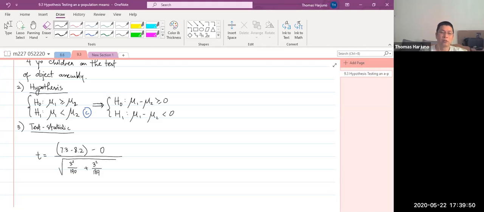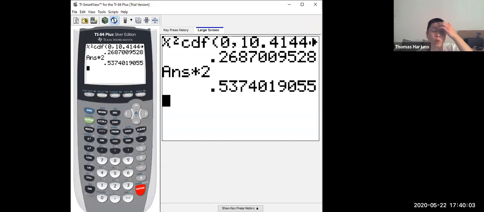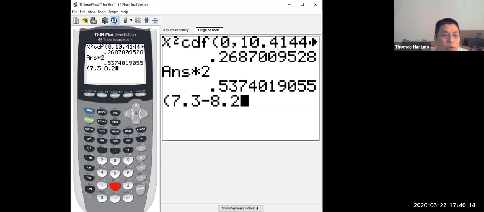Okay, now at the same time I will teach you how to use your calculator. So let's go to our calculator. How do I punch those numbers in? Parentheses. For the numerator, I will get 7.3 minus 8.2, close parentheses. That's for the numerator. For the denominator, I divide by parentheses again, just in case, and then square root.